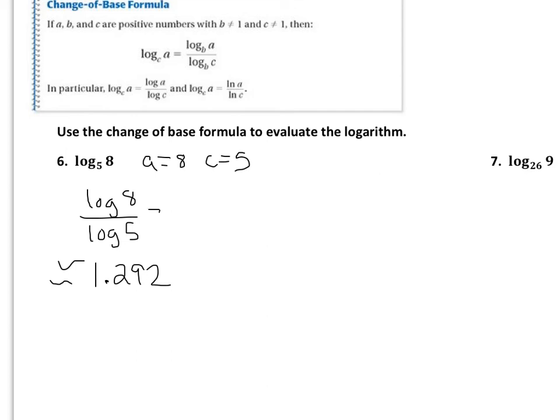This is the same thing. Hit natural log of 8 divided by the natural log of 5. And it's going to be the same answer. That's what this means, is they're the same answer. So it doesn't matter which one you use. Okay? Let's take a look at one more.